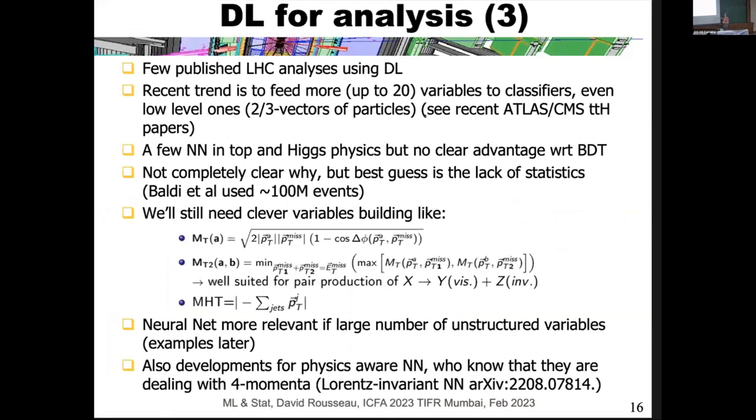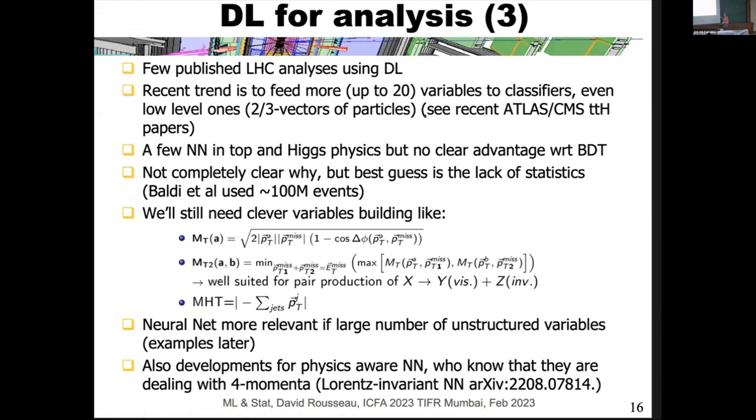And that's what I write there. In fact, despite this proof of concept, there are not so many published LHC analyses so far using deep learning. And the progress recently was really to use more and more variables. I say up to 20, but it's more like up to 50. And then combining the low-level ones and the high-level ones.